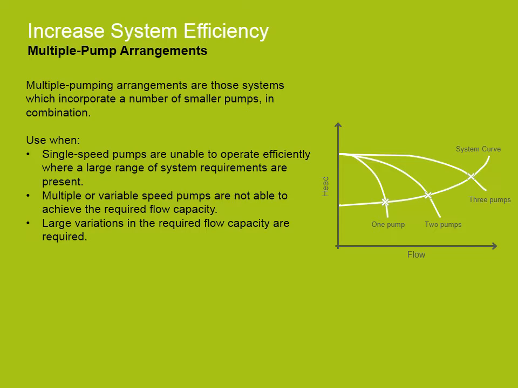Multiple pumping arrangements are those systems which incorporate a number of smaller pumps in combination to deliver over large variations in flow rates. There are several advantages of using a series of smaller pumps over a larger pump outside of allowing the individual pumps to operate closer to their BEP. Significantly, the operating flexibility afforded by the arrangements is highly desirable in applications where the flow capacity varies frequently. It should be noted, though, that it is important for each pump to run above their minimum flow requirement to safeguard against wear or damage to the pump.